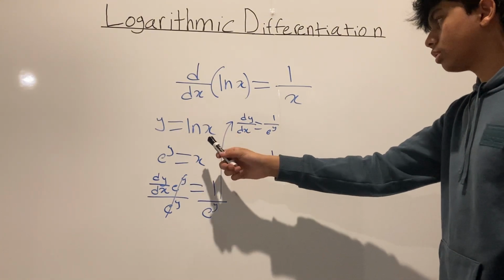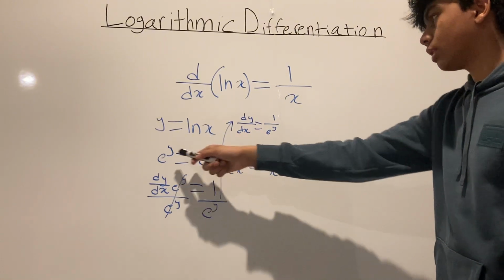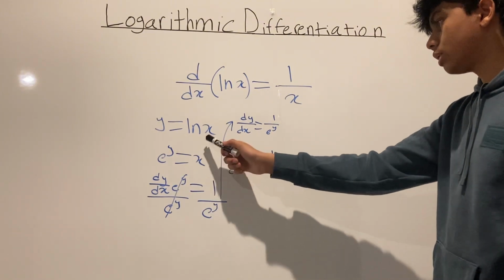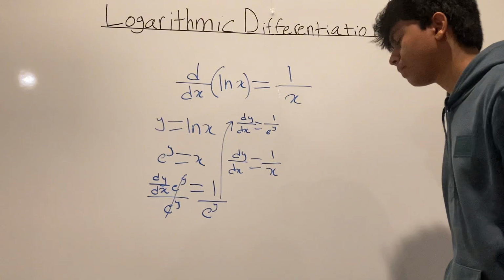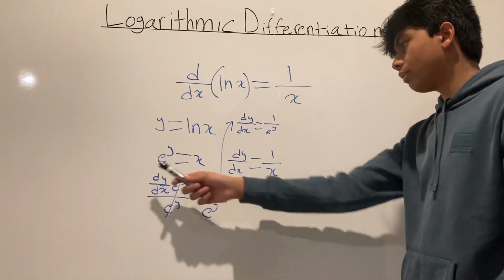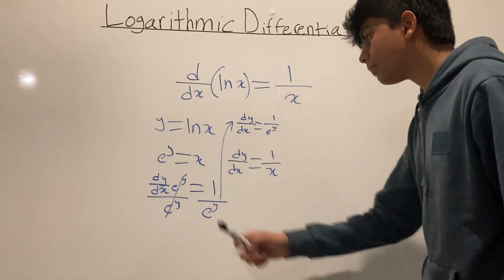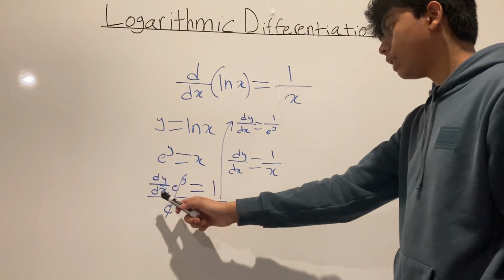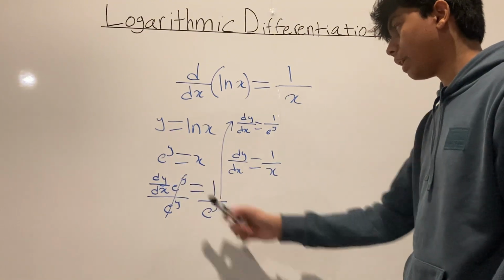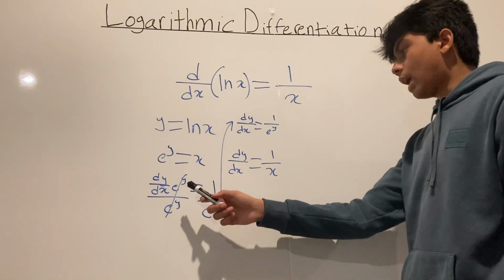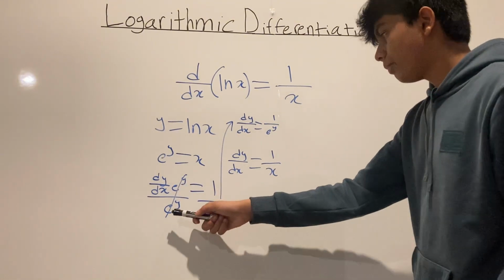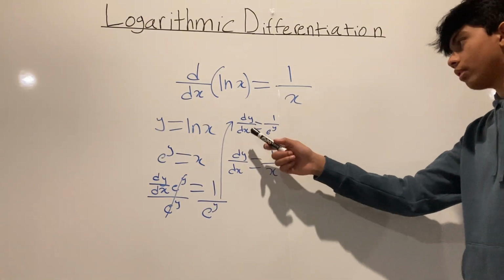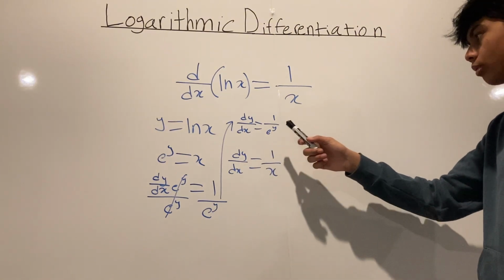Using logarithm rules, we can say that e to the y is equal to x because ln is really log base e. So you can just say e to the y is equal to x. And now if we just find the derivative of both sides, implicit differentiation, the derivative of e to the y is just going to be dy dx times e to the y. And then now we want to isolate dy dx, so we're going to divide by e to the y on both sides. So now we get dy over dx equals 1 over e to the y.